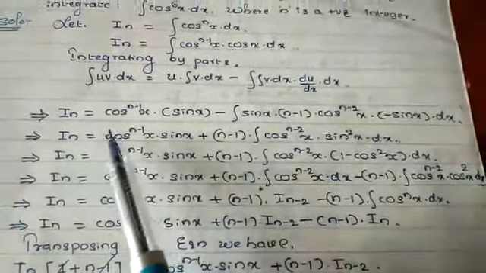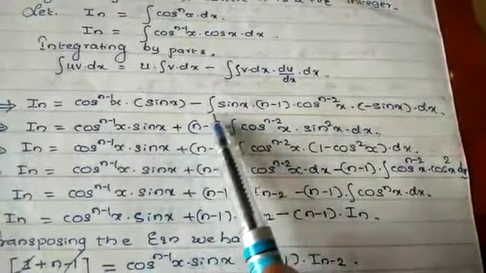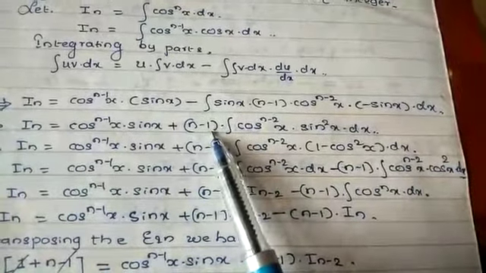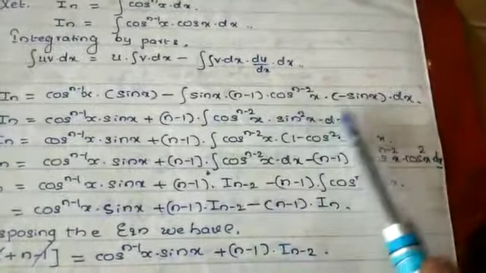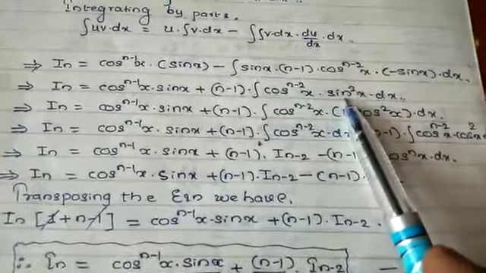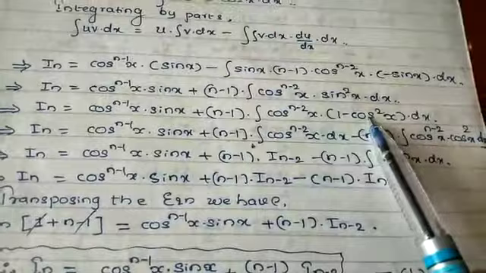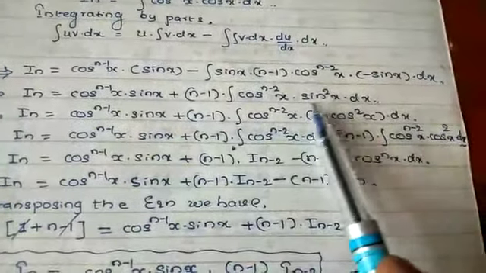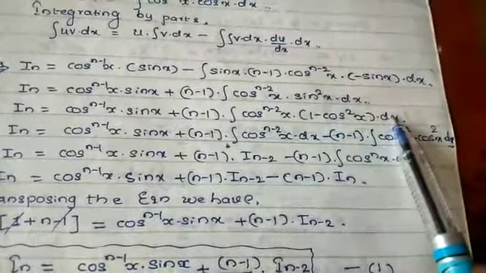In the next step, write the first term as it is, minus of minus becomes plus. The integration is with respect to x, so n minus 1 is the constant term, take that outside, into integration of cos raised to n minus 2 x into sin x, so it is sin square x with respect to x. By the trigonometric identity, sin square x plus cos square x equals 1, so sin square x equals 1 minus cos square x. So, the first term as it is plus n minus 1, and replace sin square x by 1 minus cos square x with respect to x.